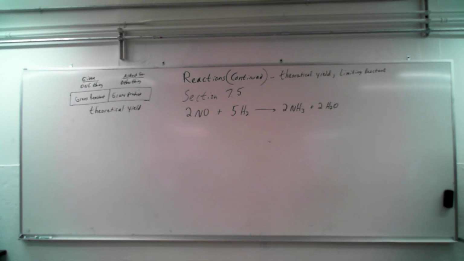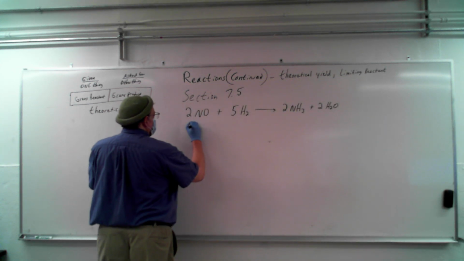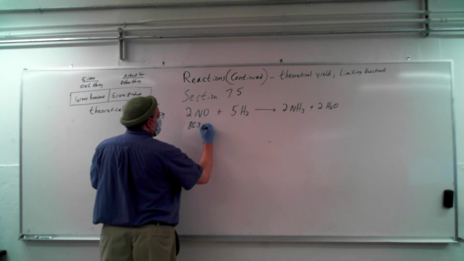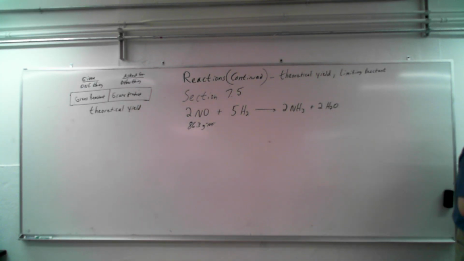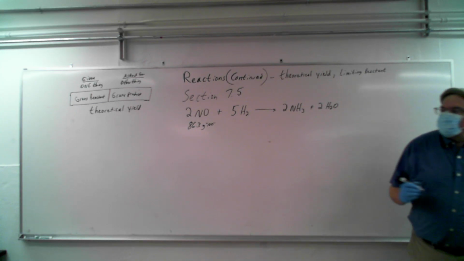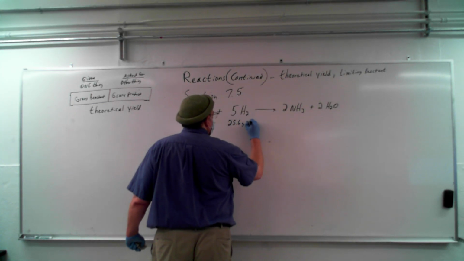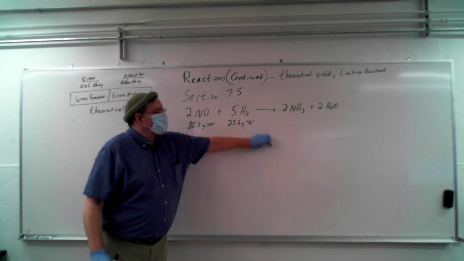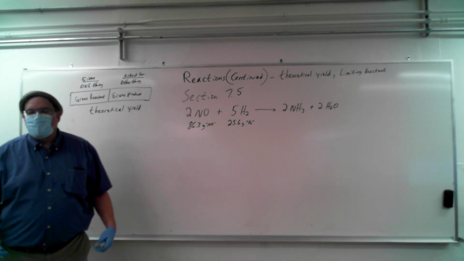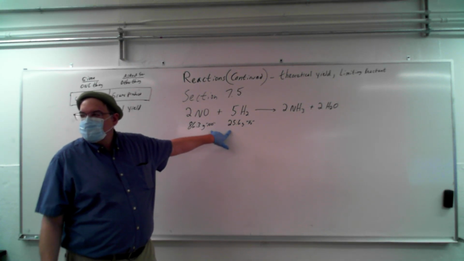This problem 7.6 says we have 86.3 grams of NO. And H2, we have 25.6 grams. Given that, which one is limiting and which one is excess? So you have to answer that question first by looking at this. I'm about to show you how to do that.